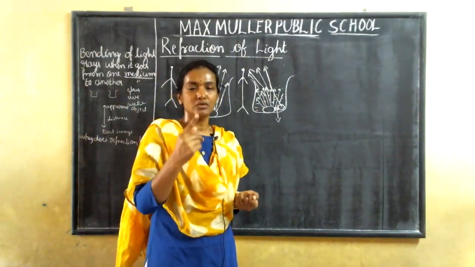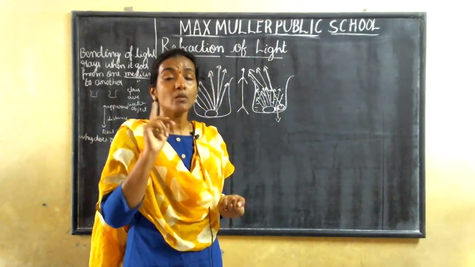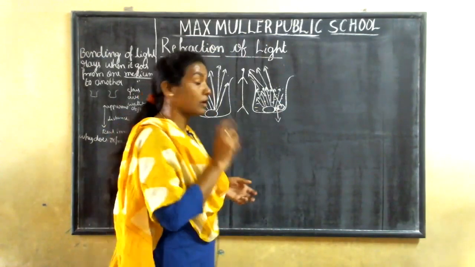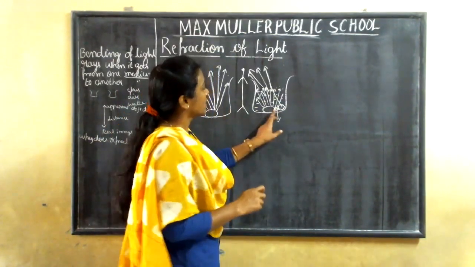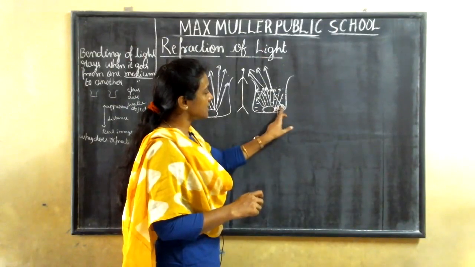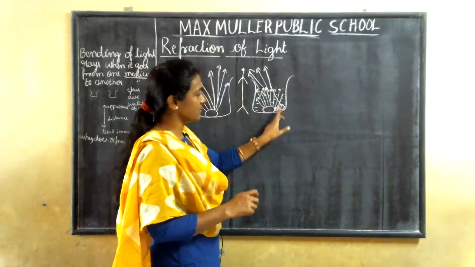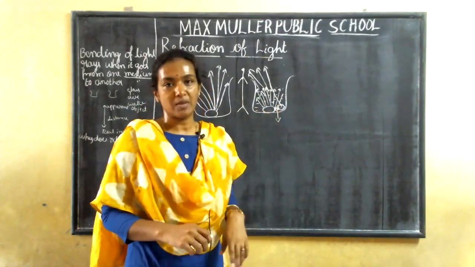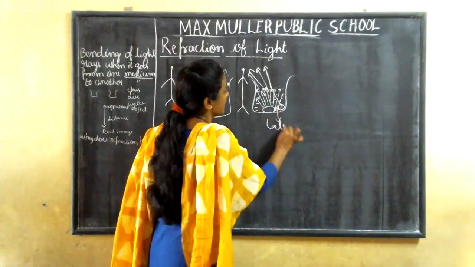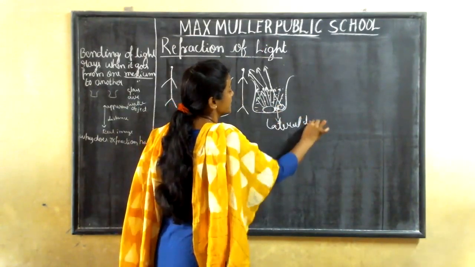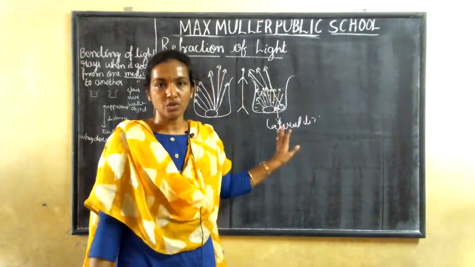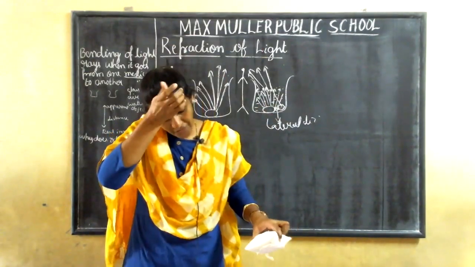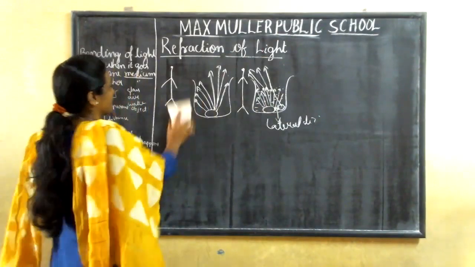So many years they used to ask the question, what is lateral displacement or what is lateral shift? I am going to give you the definition. I think I already gave it in the class. The distance between this real object and image, that shift, is called lateral displacement. Have you understood? This is about refraction.